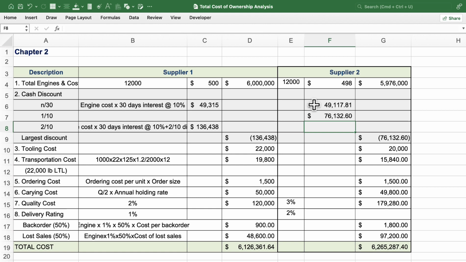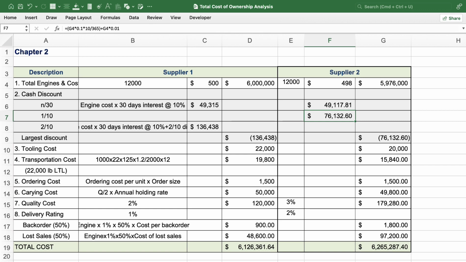We need to choose which one. So would you like to receive 49,117 or 76,132.6? Of course, you would like to receive the greater quantity, so we will choose this one. And because it's a cash discount, which means it is coming into your pocket, we differentiate it by multiplying by negative, which means that it will be subtracted from the others, because the others are costs, and this one is a discount. So we choose this one, and that becomes 76,132.6, and all other things remain the same, and as a result of that the total cost of ownership for supplier 2 becomes this quantity.